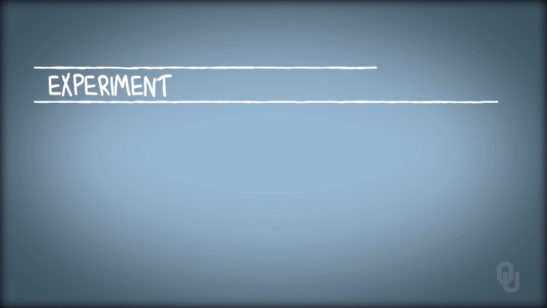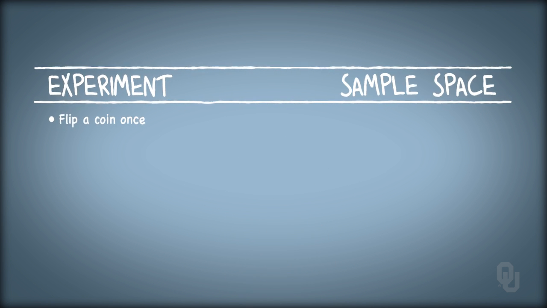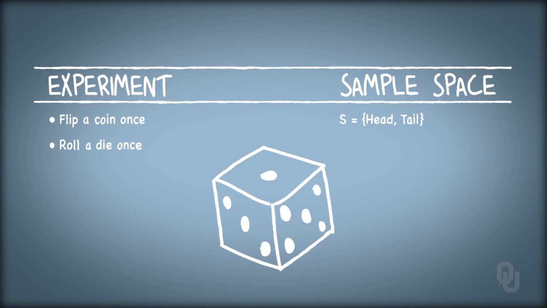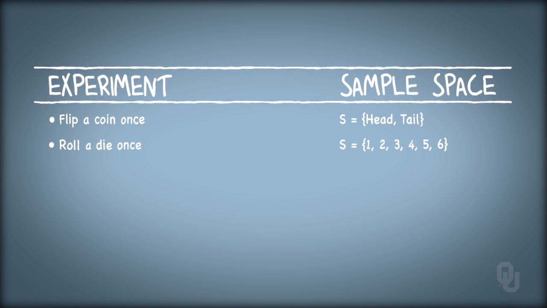Let's take a look at a few examples of experiments and their sample spaces. If we define an experiment as flip a coin once, the possible events that could result are head and tail. Therefore, the sample space consists of head and tail. For the experiment defined as roll of one die, the sample space consists of the faces of the die, 1, 2, 3, 4, 5, and 6.